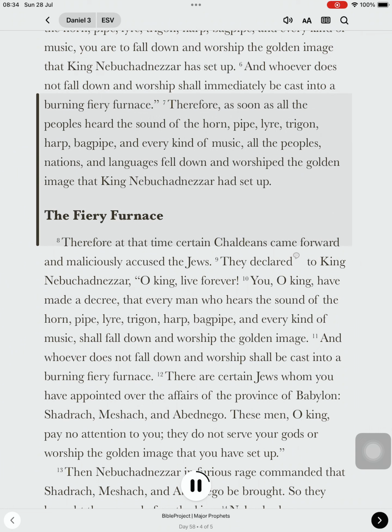Therefore, as soon as all the peoples heard the sound of the horn, pipe, lyre, trigon, harp, bagpipe, and every kind of music, all the peoples, nations, and languages fell down and worshipped the golden image that King Nebuchadnezzar had set up. Therefore at that time certain Chaldeans came forward and maliciously accused the Jews. They declared to King Nebuchadnezzar, "O king, live forever. You, O king, have made a decree that every man who hears the sound of the horn, pipe, lyre, trigon, harp, bagpipe, and every kind of music shall fall down and worship the golden image. And whoever does not fall down and worship shall be cast into a burning fiery furnace.